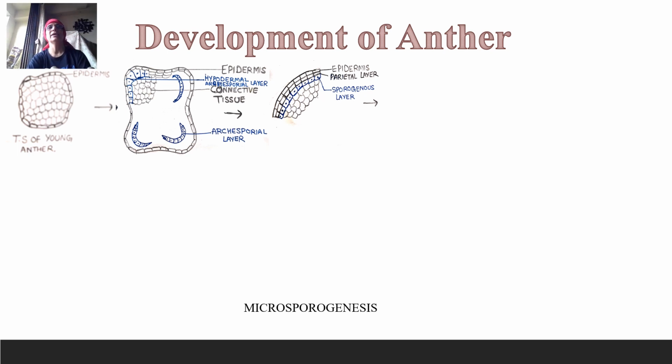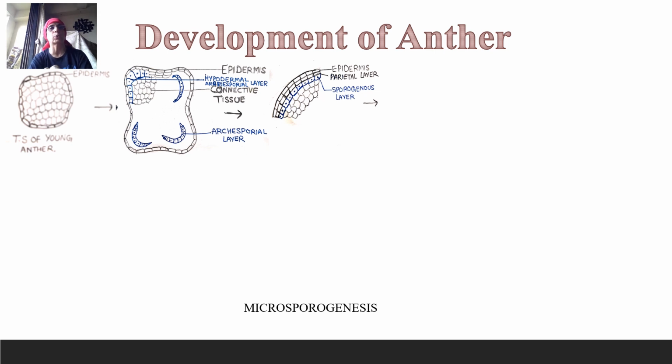And now you'll see that this archisporial layer divides into two periclinally, parallel to the surface of the cell. So it is dividing periclinally, not anticlinally. Look here. So that's why it's going out, out, out like this. The layer towards the center of the anther is called primary sporogenous layer, and the outer one is called primary parietal layer.